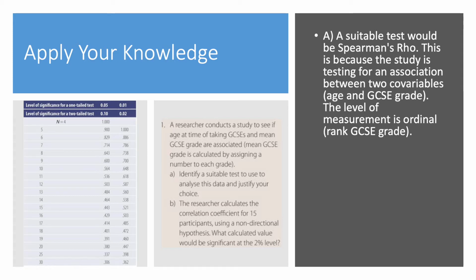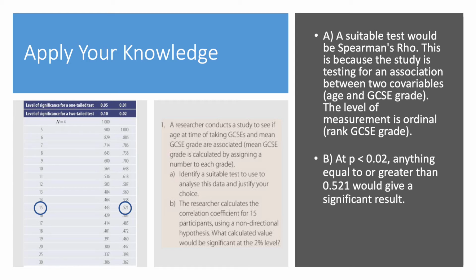So you needed to look at 15 and the 0.02, so the critical value for this test was 0.521. So then you should have said something along the lines of, at p is less than or equal to 0.02, anything equal to or greater than 0.521 would give a significant result. Remember, Spearman's rho has an r in it, therefore the calculated value has to be greater than the critical value.